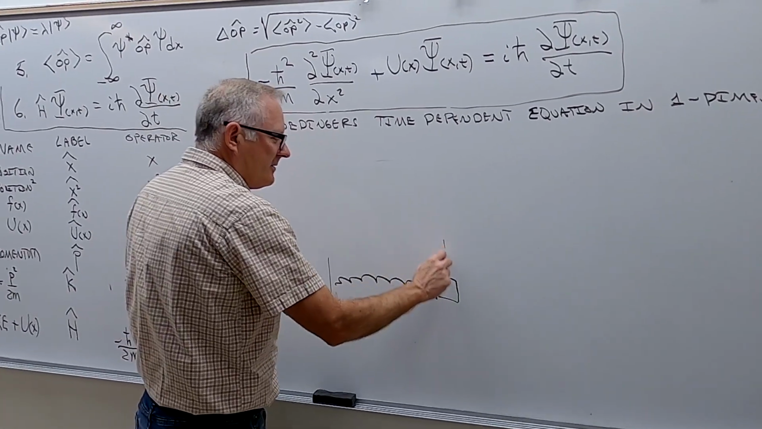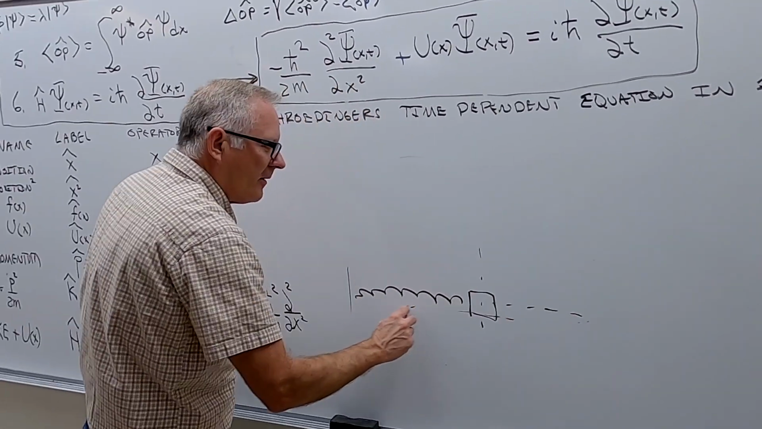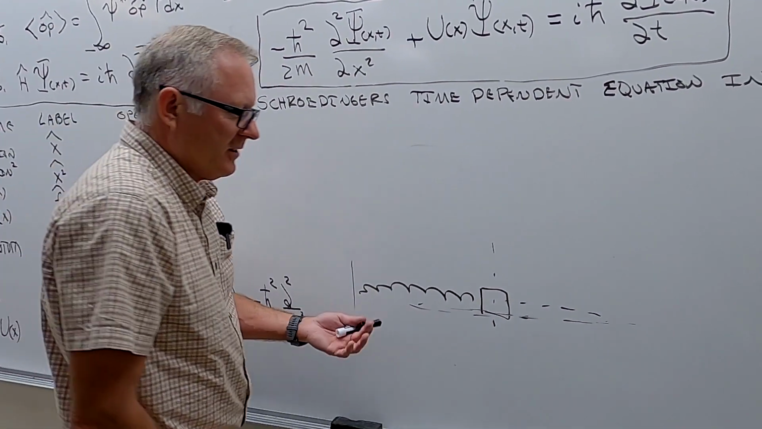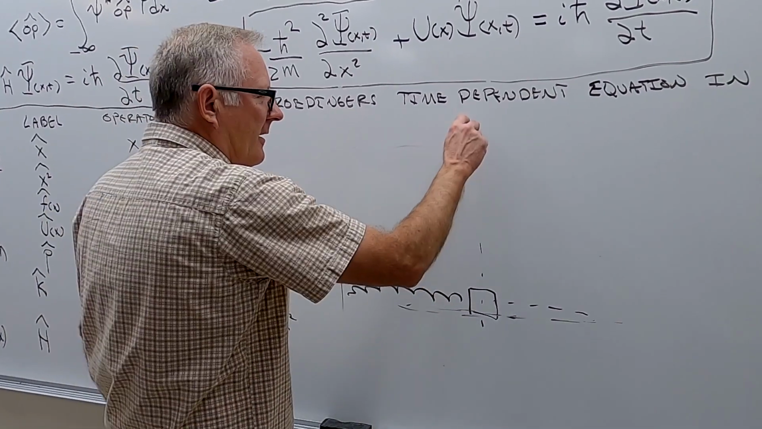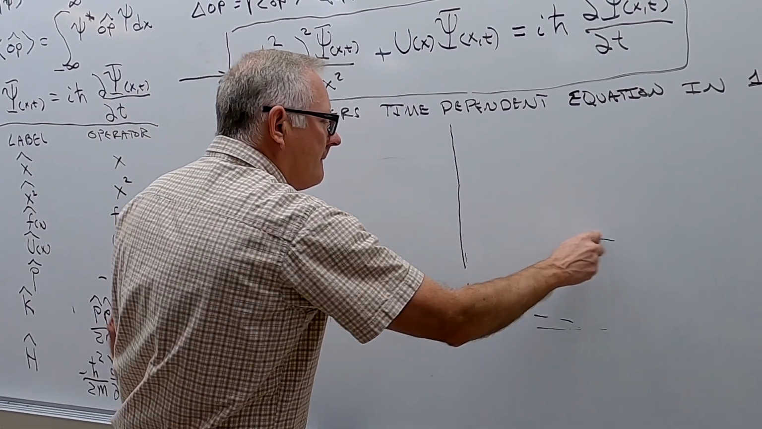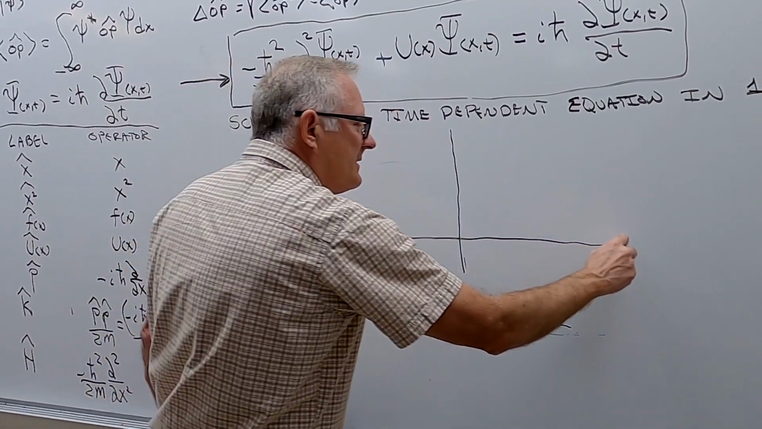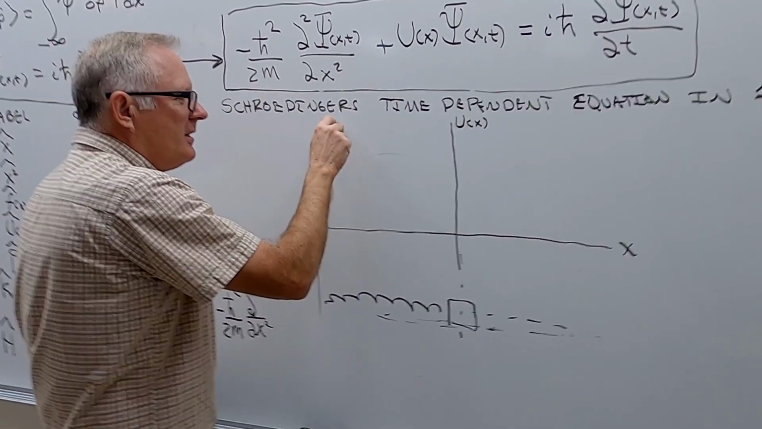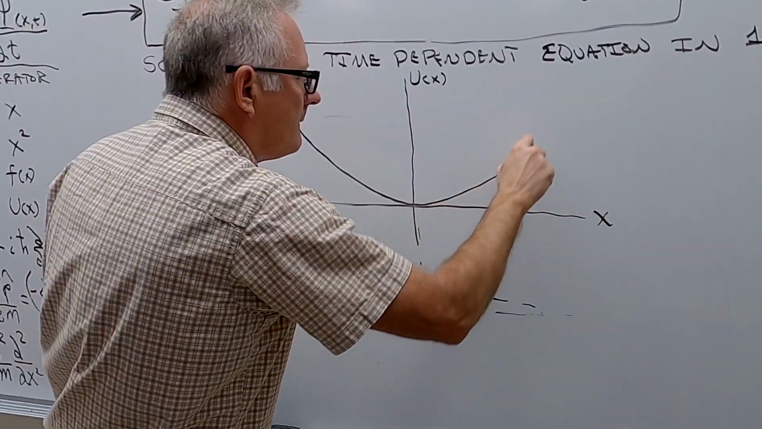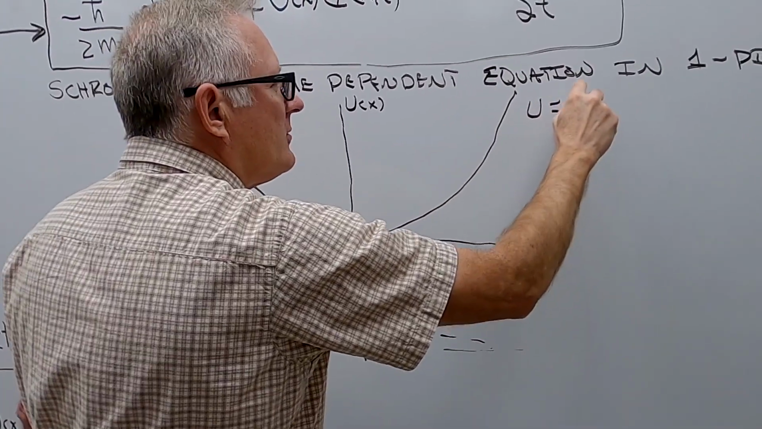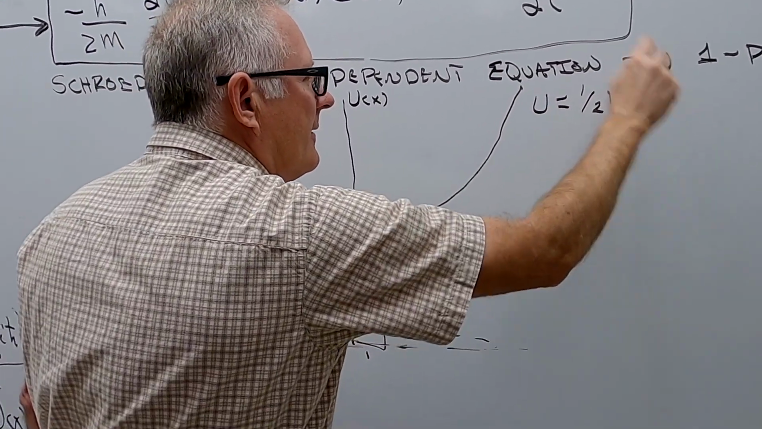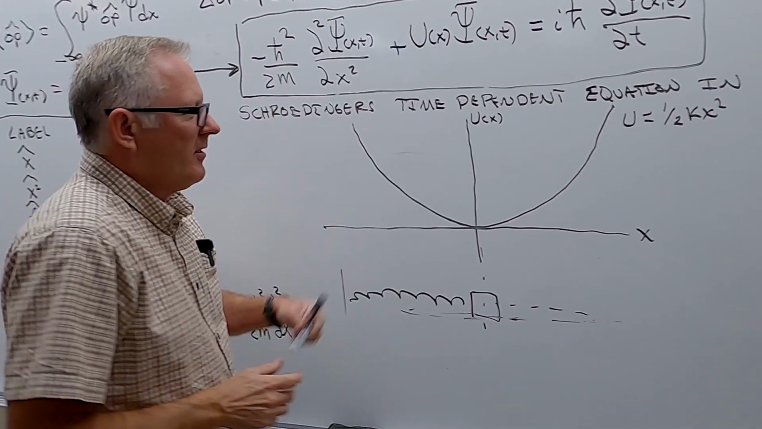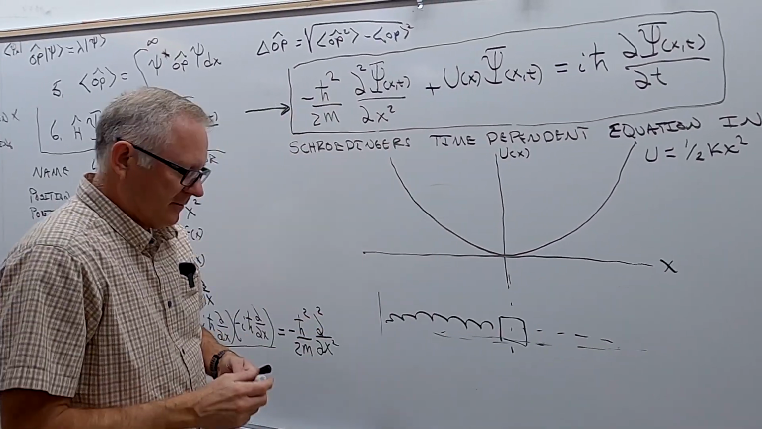We have a mass on a spring here, tied down, and here's the equilibrium, and it's going back and forth on a frictionless surface. We know what the potential energy looks like. It looks like 1/2 kx squared. If I were to plot it here, this is x and this is u of x. U is equal to 1/2 kx squared, and that's a plot of the potential energy of this system.